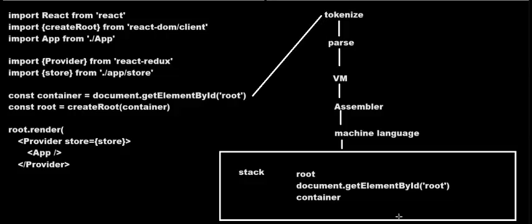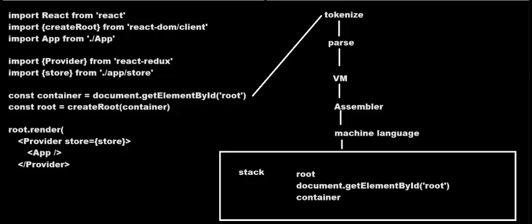Container is virtualization, an abstraction of the HTML element div named root. It would be used in the virtual part of our React Redux application, and through that virtualization would be the actual document object model.